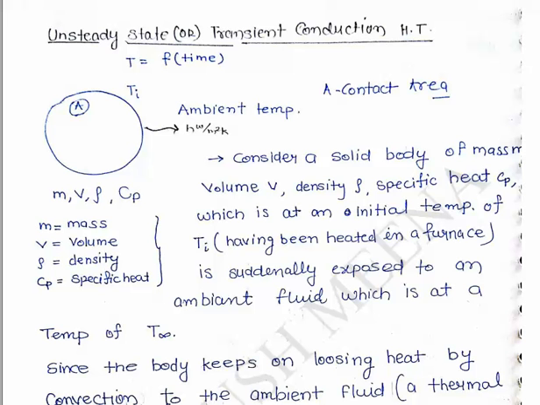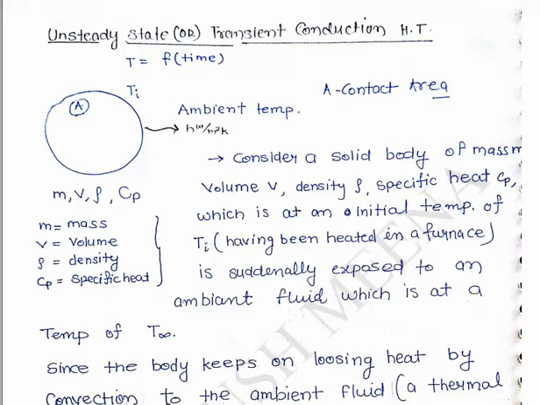with density rho and specific heat capacity Cp, which is at an initial temperature of Ti. The i denotes the initial condition. The body is heated in a furnace and suddenly exposed to an ambient fluid which is at temperature T infinity. Here m denotes the mass, V denotes the volume, rho represents the density, and Cp represents the specific heat of the system.